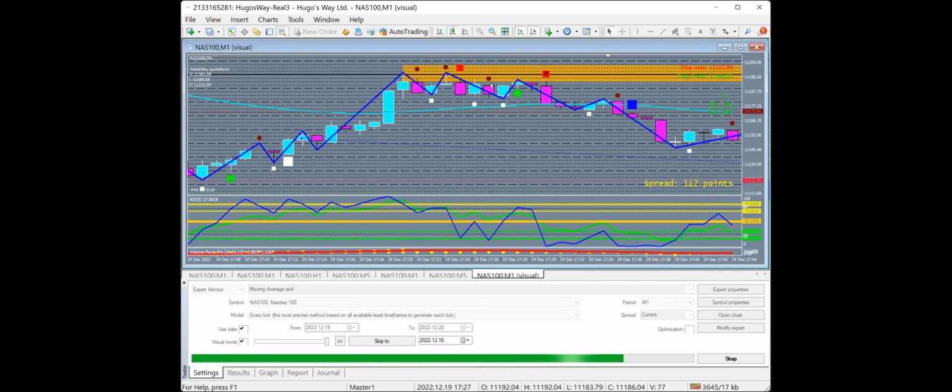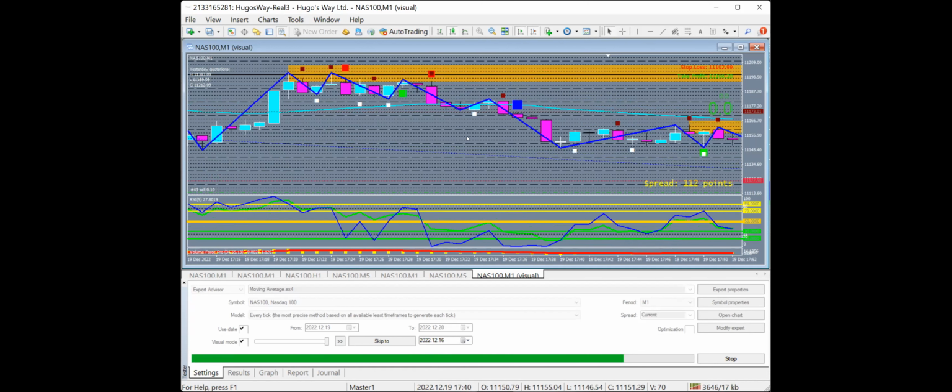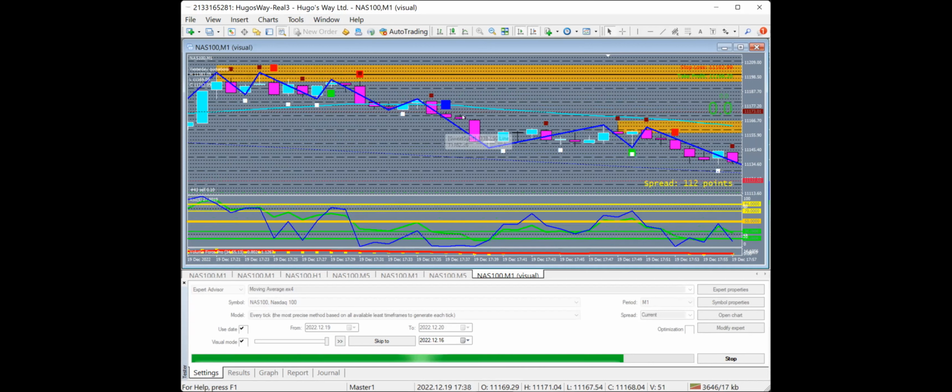Red box in control, 32. Green box in control, no trade. Red box in control, 33. I'm not even going to count that one. That was 34. It did go, but I won't even count it. I'm not even going to count the close ones. 35, 36. We won't count that one because I don't see a push past that.